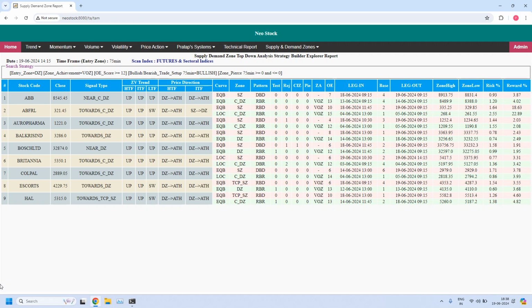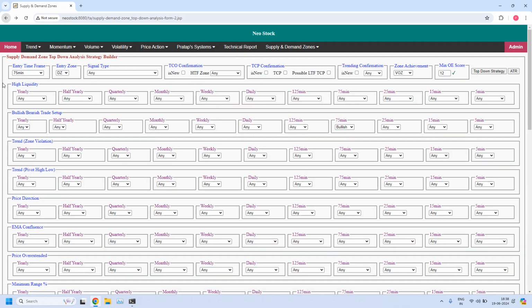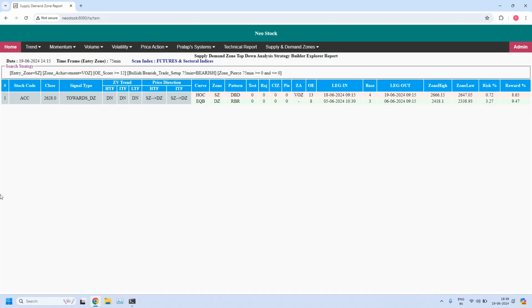Now let me generate the bearish trade setup. Going back. For 75 minutes, a bearish trade setup, that is weekly income trade, entry time frame 75 minutes, entry zone is supply zone. In bullish or bearish trade setup at 75 minutes, I am changing the value to bearish, and the same filters I am using. Now let me generate, only one stock is filtered. So ACC is currently supporting bearish trade setup for weekly income trade.